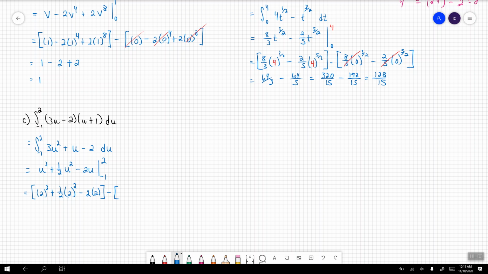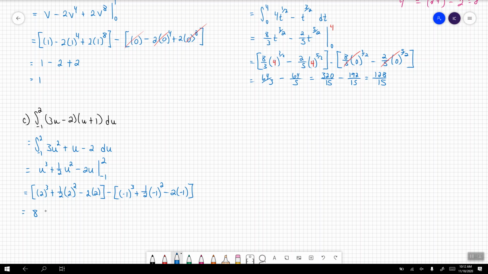And then I'm going to subtract out the function evaluated at -1: -1 cubed plus 1/2 times -1 squared minus 2 times -1. Notice in this particular instance, very different to the previous examples, the function evaluated at the last endpoint, which is -1, isn't canceling out. So we still have to go through the calculation to evaluate this. 2 cubed, that's 8.